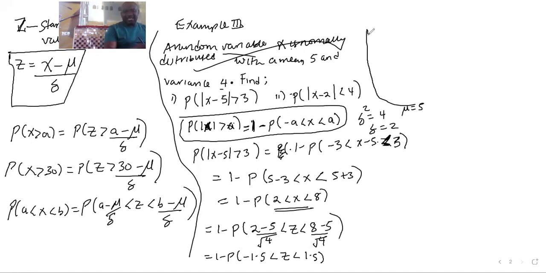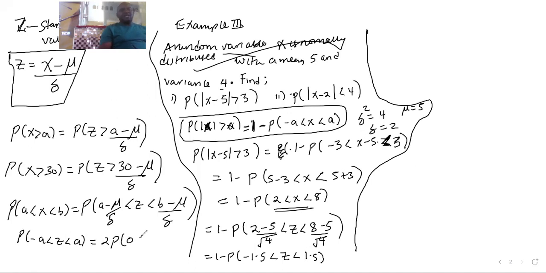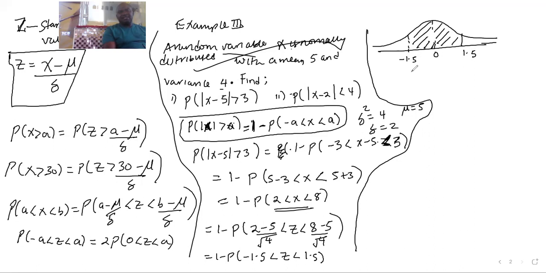Those of us who read the tables earlier, those of us who analyzed all the possible probabilities of z, should be in position to recall that probability of negative a less than z less than positive a is twice probability of 0 less than z less than a. You remember? You don't remember? Draw our normal distribution curve and check it out. Positive 1.5 lies on the right, and negative 1.5 lies on the left. But the area here is the same as the area there. That is why I'm saying it is twice the probability of one of them.